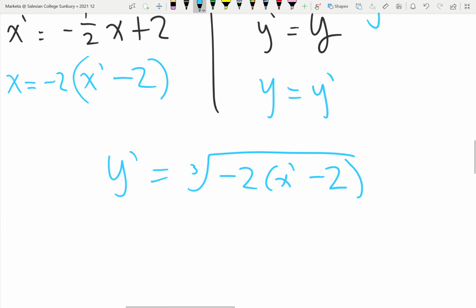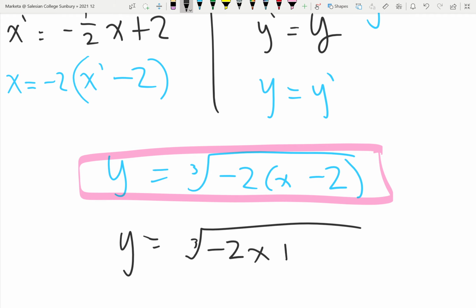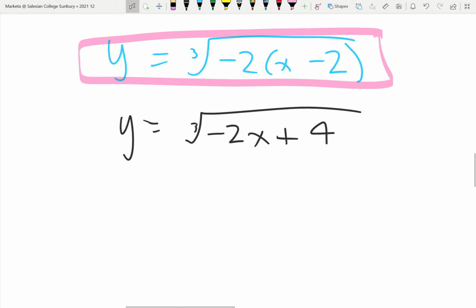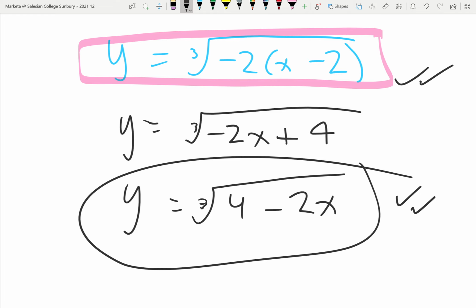And look, you can leave it like that, or you could expand it if you wanted to. But really, I see no need to do that. I'm not sure what they'll have as the final solution in the book, but both of them are right. This looks quite nice too, doesn't it? But look, either of these are just as right as the other.